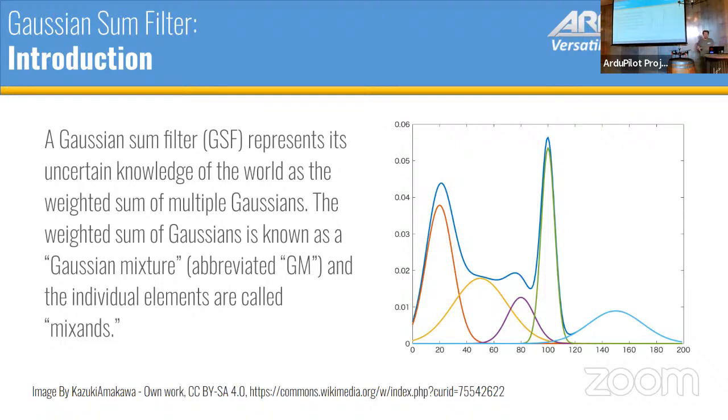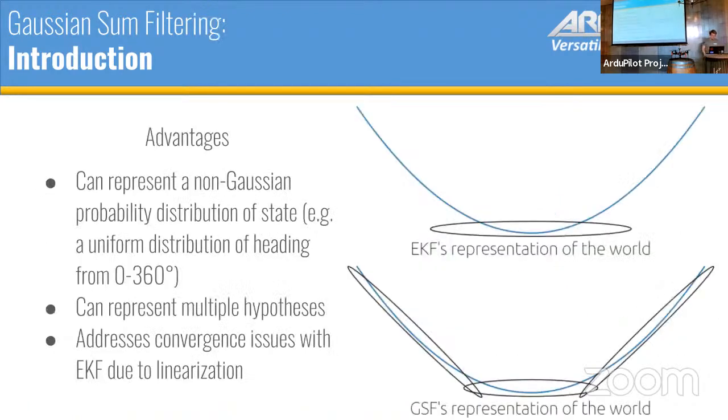The individual elements, I call them mixands because that's the nomenclature in the literature. And the advantages are we can represent a non-Gaussian probability distribution of state, for example, a uniform distribution of heading from 0 to 360 degrees. And we can represent multiple hypotheses. And it addresses convergence issues caused by the EKF due to linearization, which you can see in this comparison here. So a Gaussian sum filter sees the world like this instead of like that. It's a little more detailed.